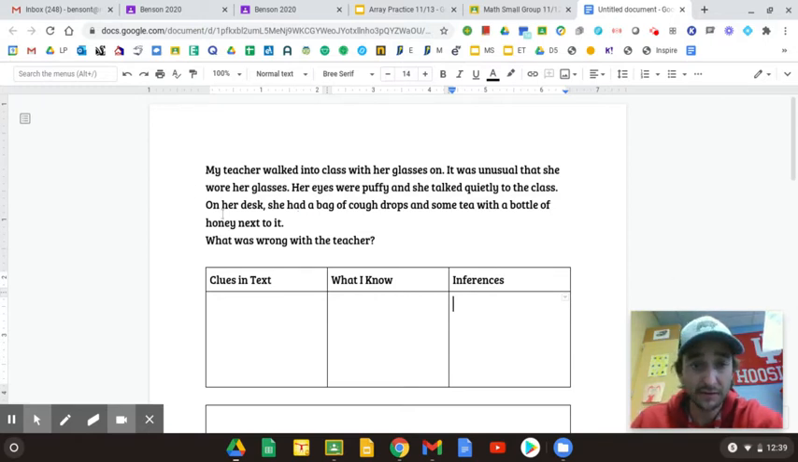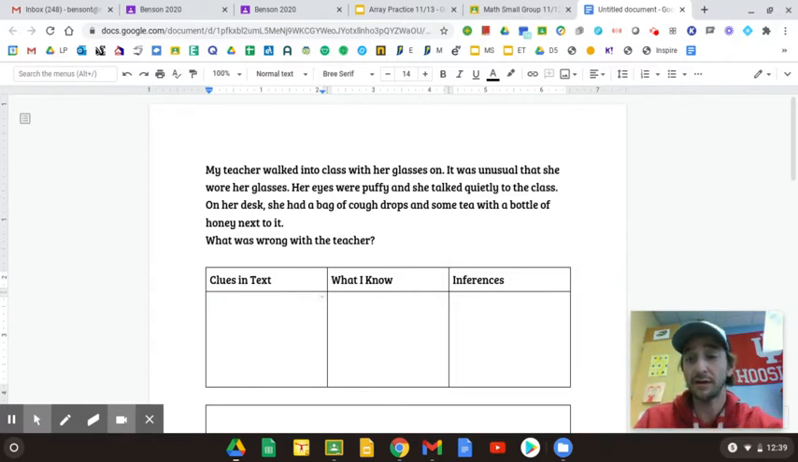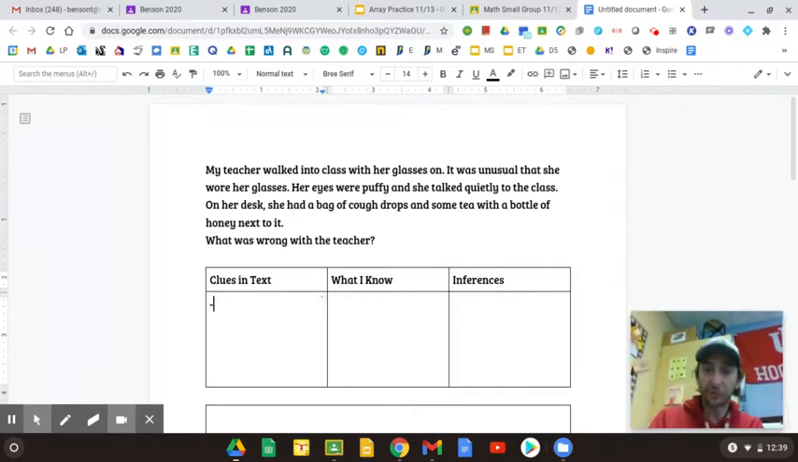So let's start by reading this little excerpt. My teacher walked into class with her glasses on. It was unusual that she wore her glasses. Her eyes were puffy, and she talked quietly to the class. On her desk, she had a bag of cough drops and some tea with a bottle of honey next to it. What was wrong with the teacher? So we're going to start by listing some clues in the text. So, let's see. She had puffy eyes.